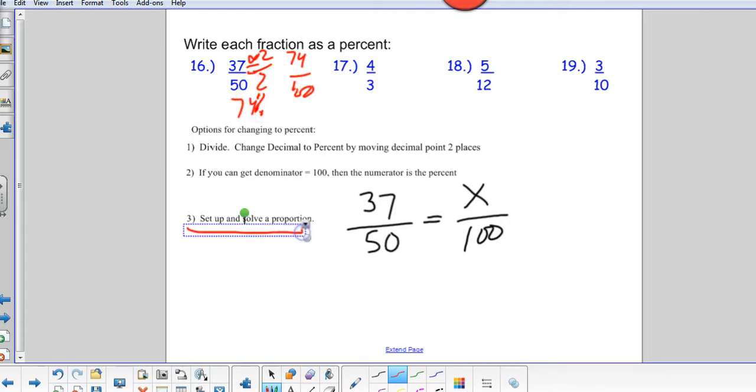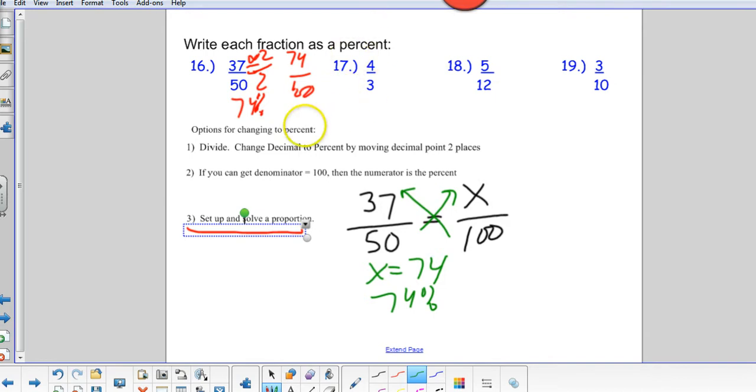Or I can set up a proportion and solve, right? I can do cross products. 50x equals 3,700. And I get x equals 74. So then it's 74%.